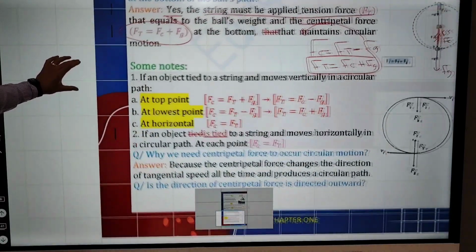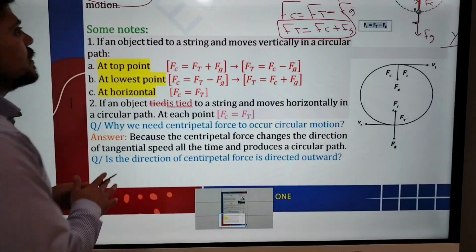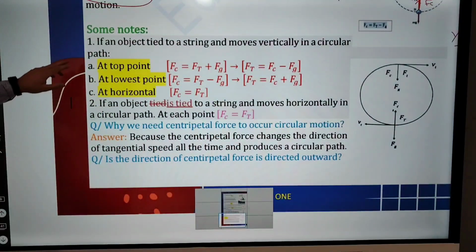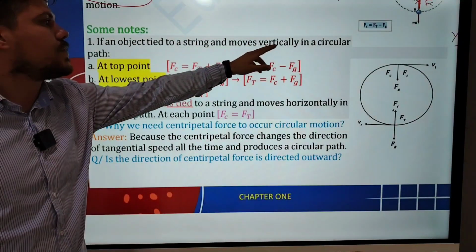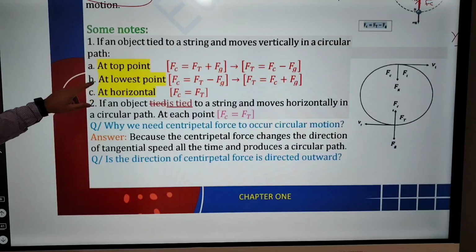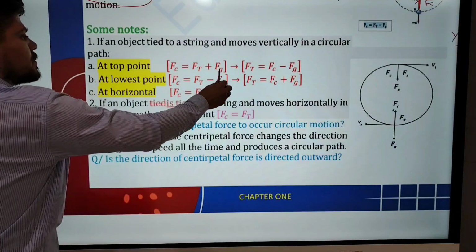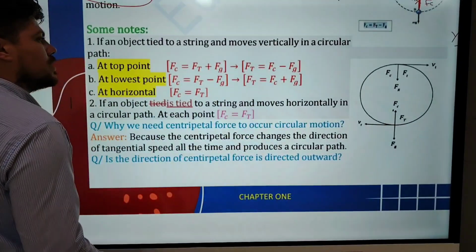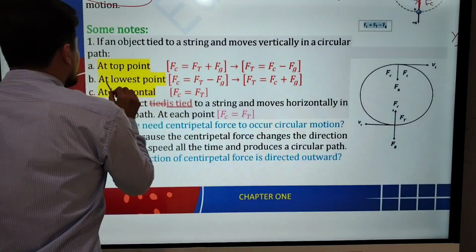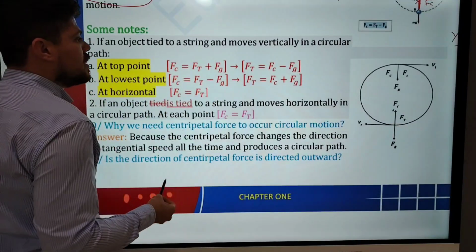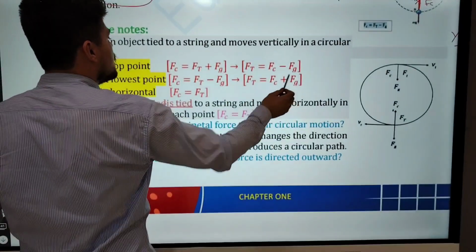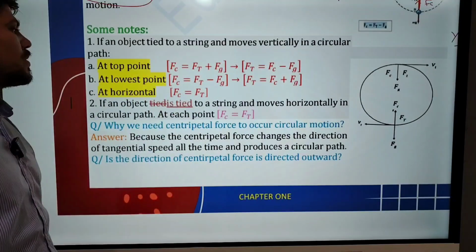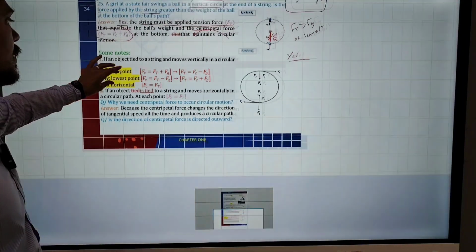Okay. Look, this note is very important, pay attention please. If an object is tied to a string and moves vertically in a circular path, at the top point, Fc is equal to what? Ft plus Fg. If you rearrange the equation, Ft is equal to what? Fc minus Fg. Okay? So, at the lowest point, Fc is equal to what? Ft minus Fg. Ft is equal to what? Fc plus Fg. But at horizontal, Fc only is equal to Ft.